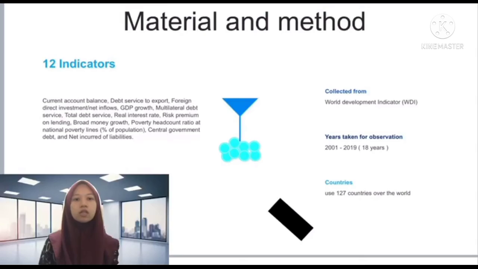Today I will do a presentation about material and method. So to study the country international investment risk, we need indicators as a measure. In this study, we use 12 indicators. All data used in this study were taken from World Development Indicators from 2001 to 2019. There are countries that do not have complete data. So in this study, we use only 127 countries as observations.